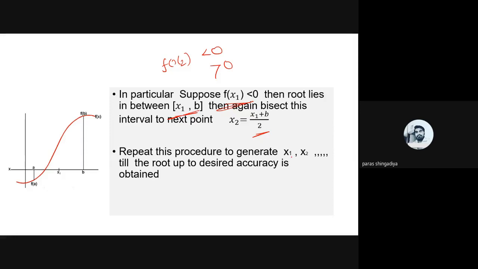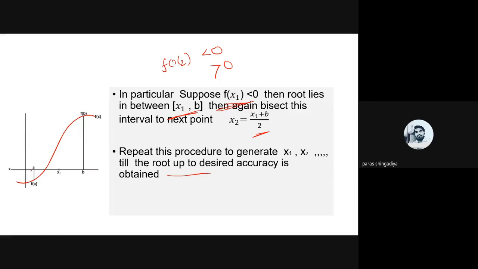So repeat this procedure to generate x1, x2, x3, x4 till the root up to the desired accuracy is obtained. Clear? Which is mentioned in the questions. How many roots are required for these questions? That is already given in the questions. How many iterations we have to do to check the answer? And this graph is given here.